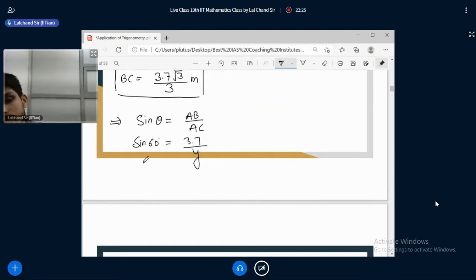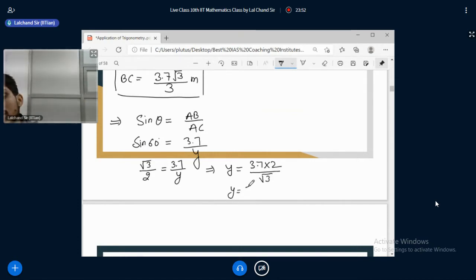√3 by 2. Okay, √3 by 2, that is 3.7 divided by Y. If we cross multiply, then finally we have the value of Y equal to 3.7 into 2 divided by √3. So Y equals 7.4 divided by √3 meters. Is it? This is the value of Y.